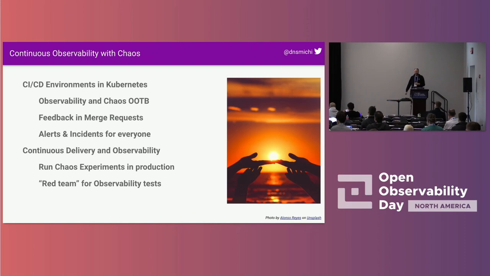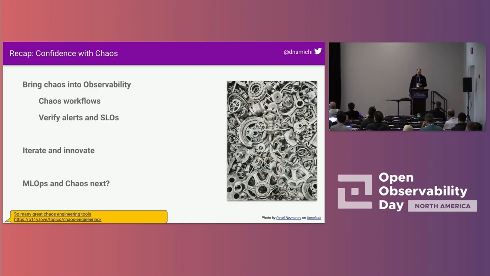And for example, with continuous delivery workflows, running the chaos experiments in production and having some sort of rollback and ways to detect that. It could be seen like the red team for observability test, kind of. Either you announce it or maybe you don't announce it and see what's going to happen. This is really dependent on what is needed.